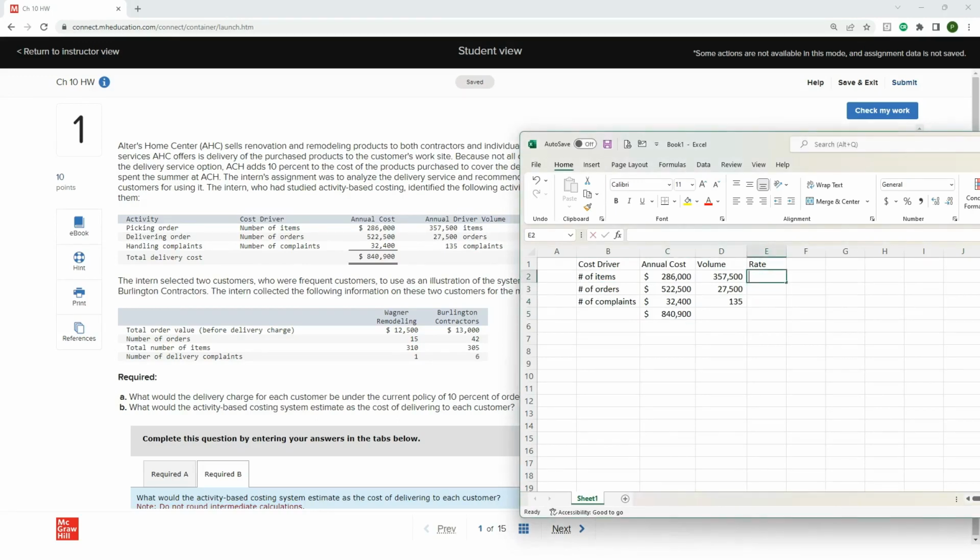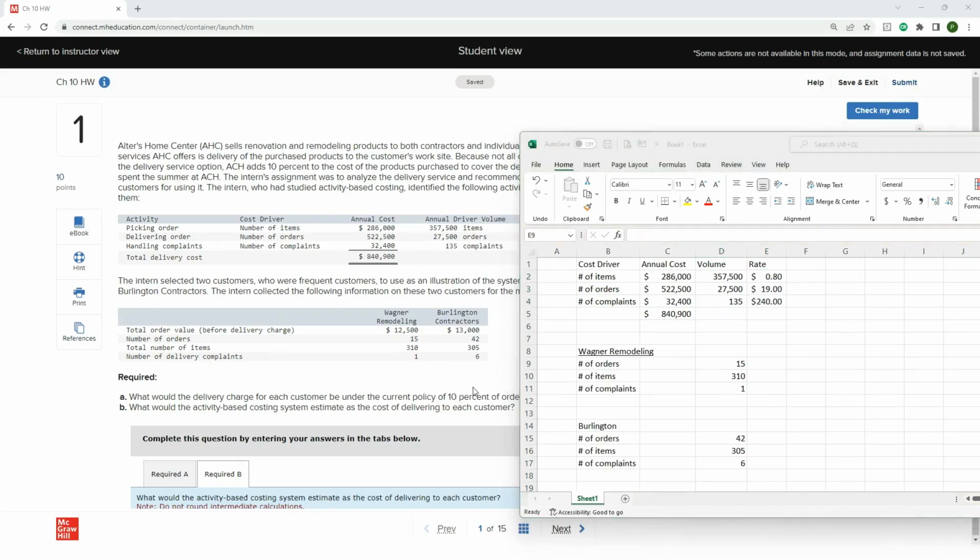And then now for the rate, I just do the annual cost divided by the volume, and it gives me the rate. The rate is going to be in dollars. So for number of items, the cost is 80 cents per item. For the orders, it costs $19 per order. And for the number of complaints, it costs $240 per complaint. So those are our rates. And then we will apply those rates to each individual customer.